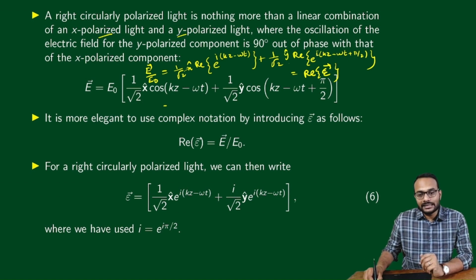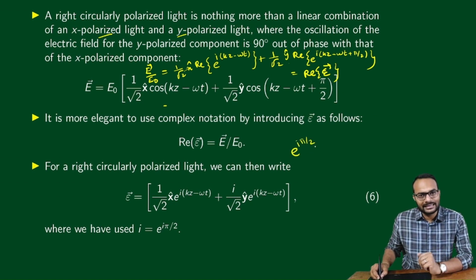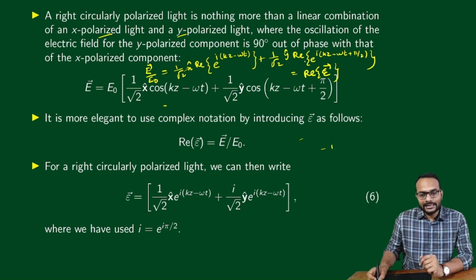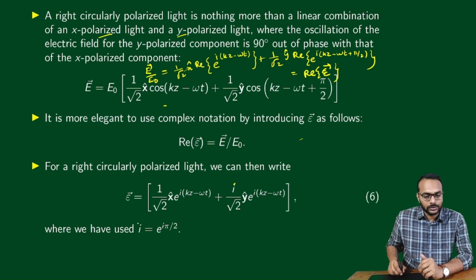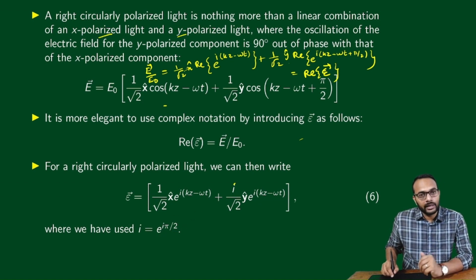Now this e raised to i pi by 2 is cos pi by 2 plus i sin pi by 2, which is equal to i. So we can write this e raised to i pi by 2 as i, and then the epsilon vector becomes 1 by root 2 x hat e raised to i(kz minus omega t) plus i by 2 y hat e raised to i(kz minus omega t). We have made use of the fact that i is equal to e raised to i pi by 2.